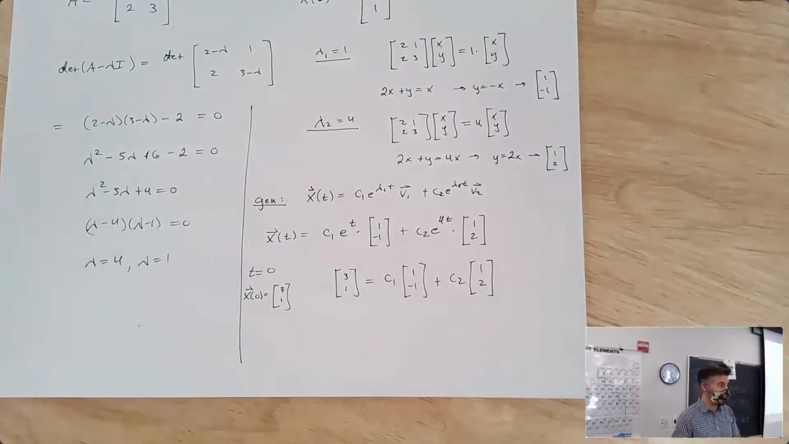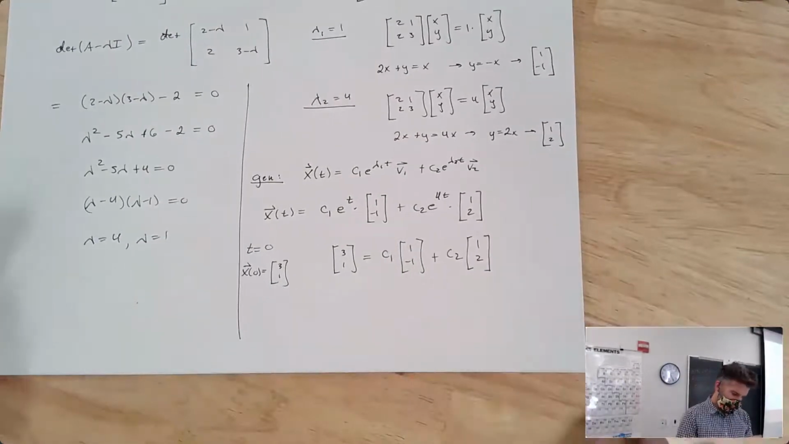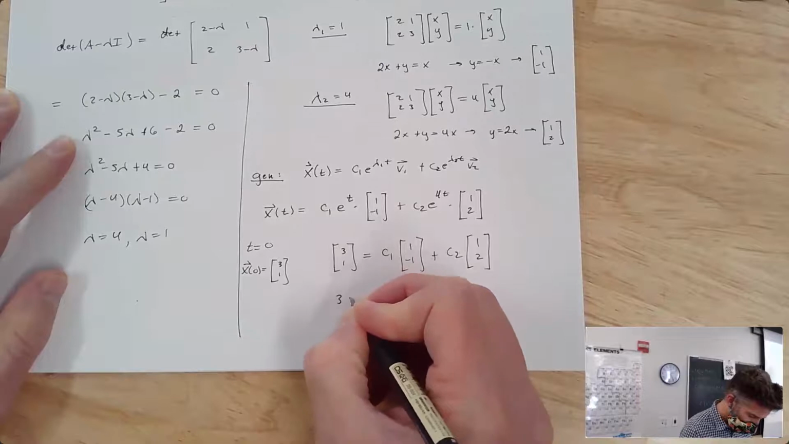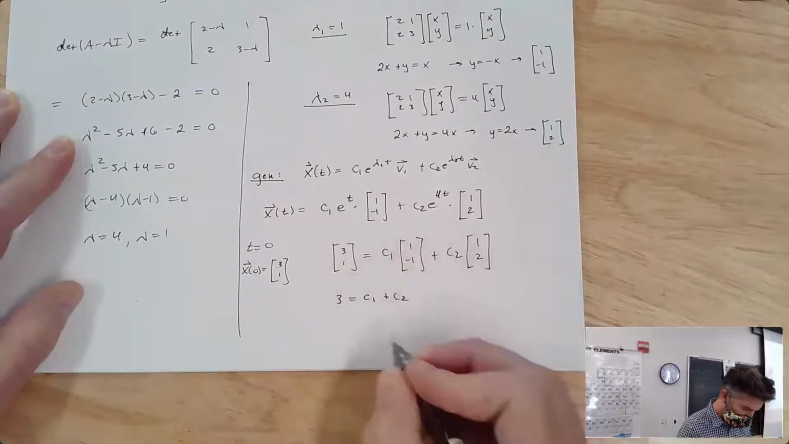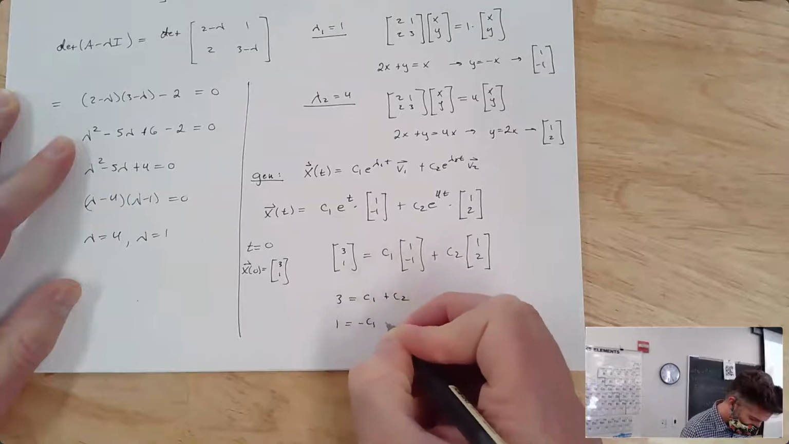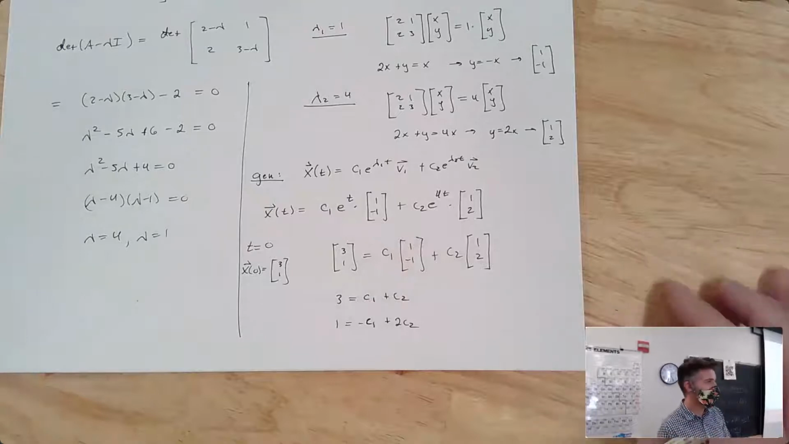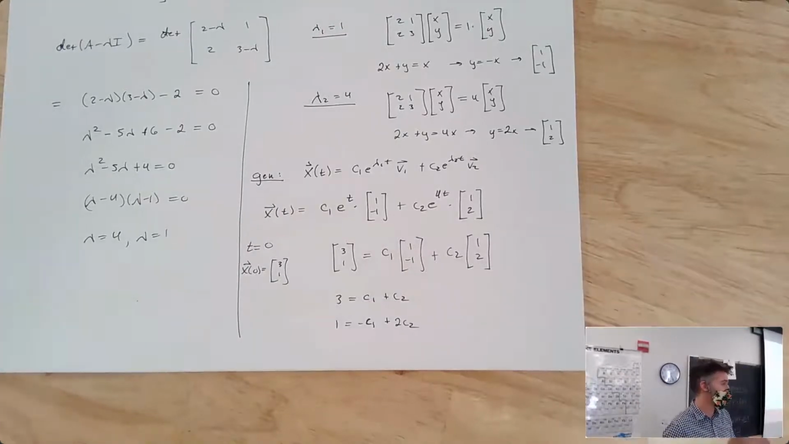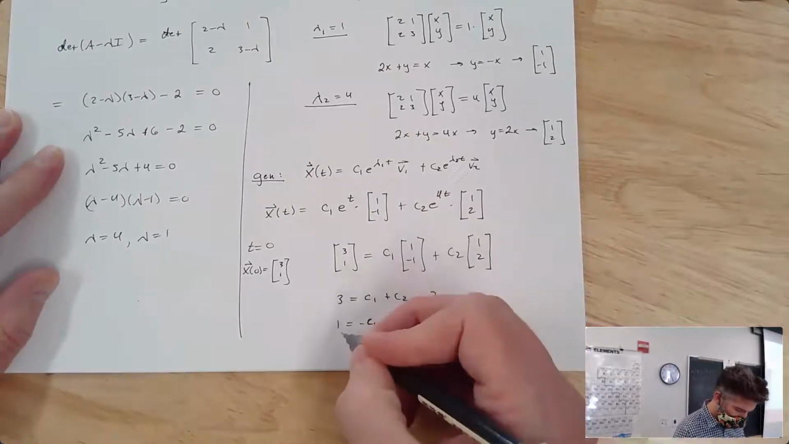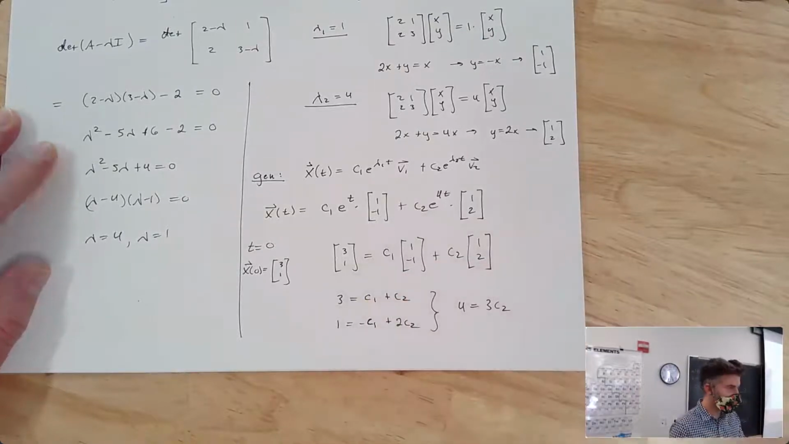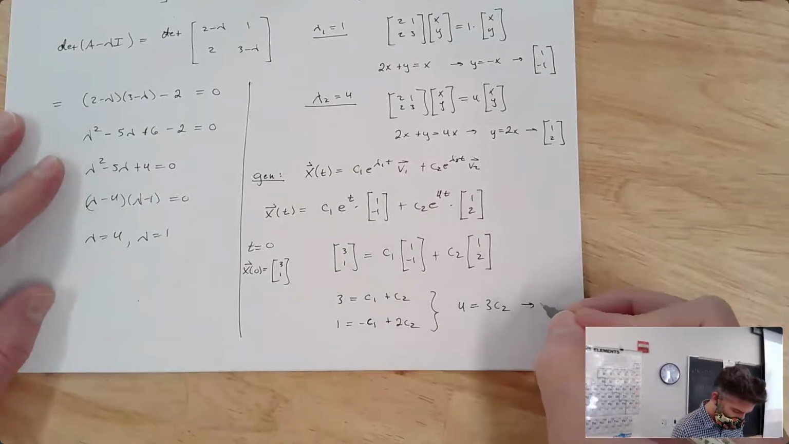And now it gets a little more challenging to find c1 and c2. There are a number of ways you can do this. Here's what I would do. I would write out both equations. So 3 equals c1 plus c2, and 1 equals negative c1 plus 2 c2. And then I'd look for an easy thing to do. In this case, it feels like the easy thing to do would be adding the equations to each other. So that's going to cancel out the c1s. If you add these, you get 3 plus 1 equal to no c1 plus 3 c2. So it looks like c2 is going to be 4/3.